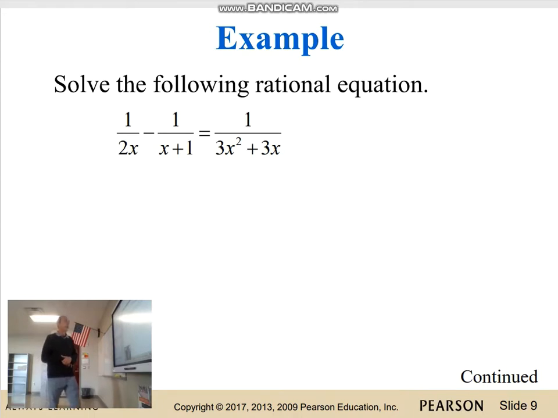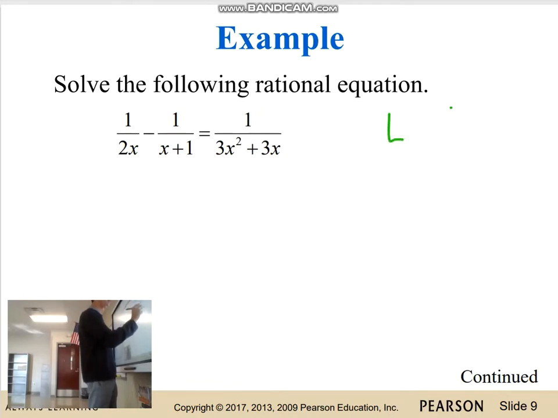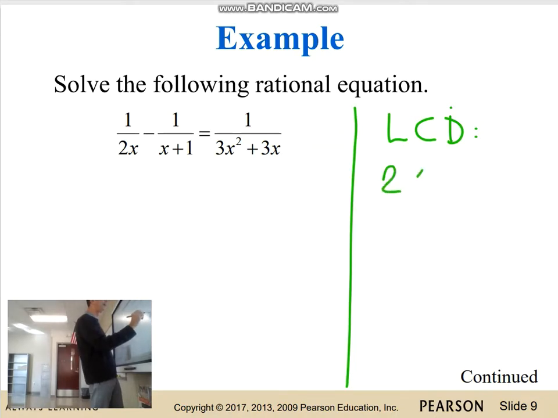Another example, now we have the equation 1 over 2x minus 1 over x plus 1 equals 1 over 3x squared plus 3x. And the first step is to find the least common denominator, okay? Let's use this side of the screen to find the least common denominator. It's going to be a process because we have a few denominators here, and at least one we have to factor.